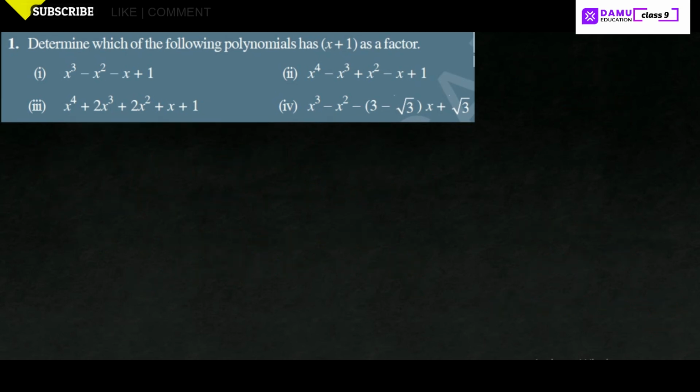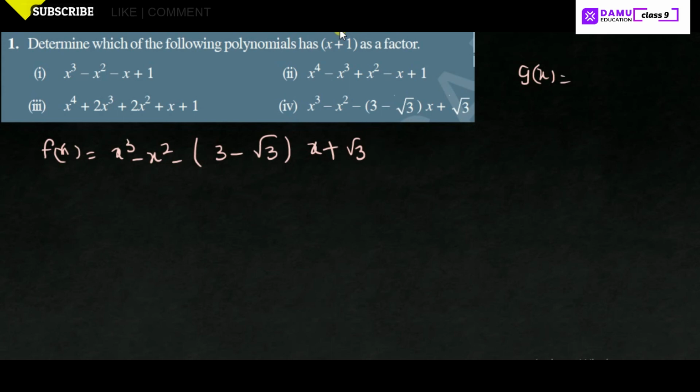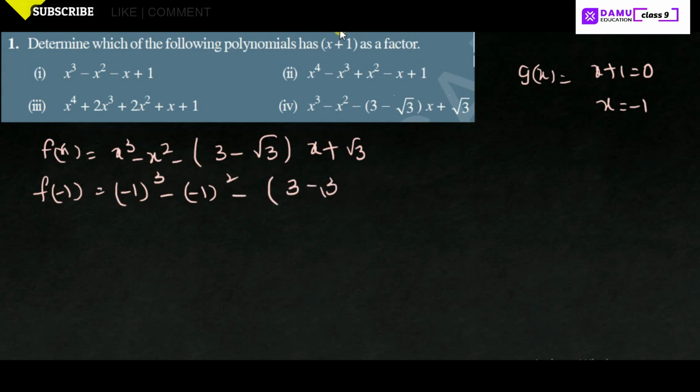Next one. The fourth one, the last one, is x cube. So f of x is equal to x cube minus x square minus of 3 minus root 3 into x plus root 3. Here g of x, the factor they are telling, is x plus 1. Equate with 0, then x is equal to minus 1. So let's substitute the x value in this one: minus 1 whole cube minus minus 1 whole square. Whatever the symbols are, like that only we have to write, 3 minus root 3 into x plus root 3, where x is minus 1.